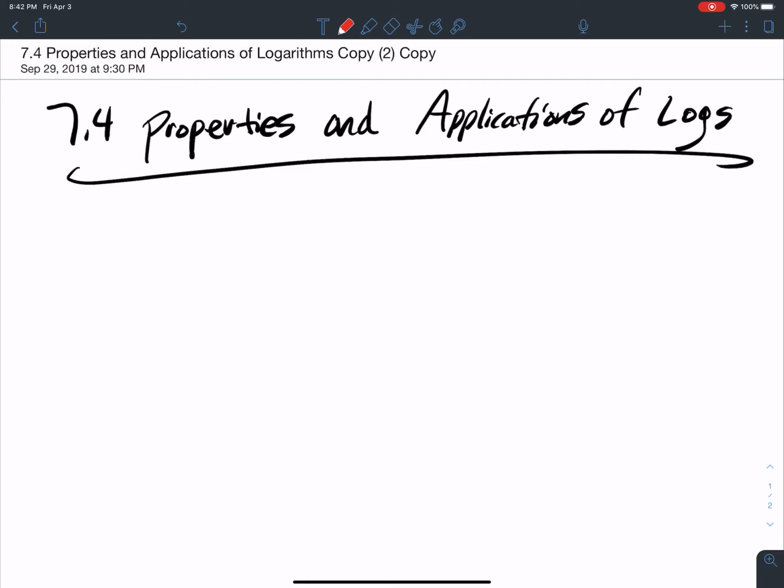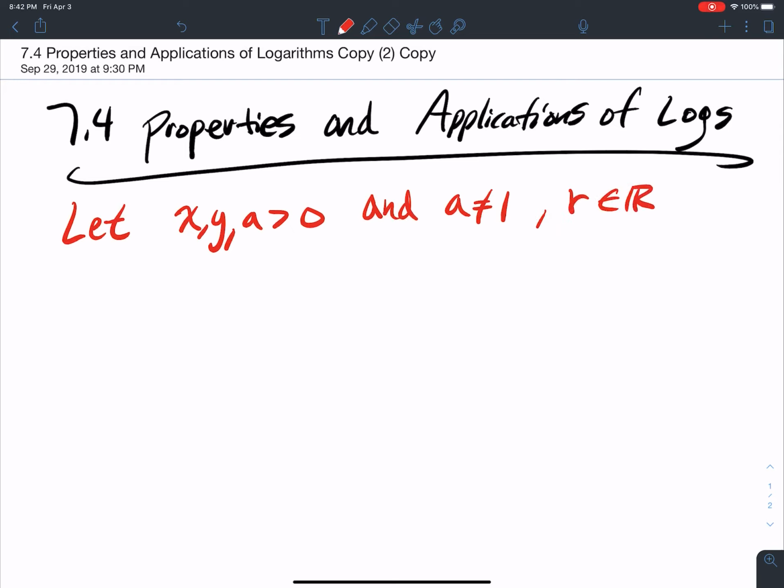So now we're going to run through properties and applications of logs. Let x, y, and a be positive numbers where a is not equal to 1, and r is some real number. Then the following is true.